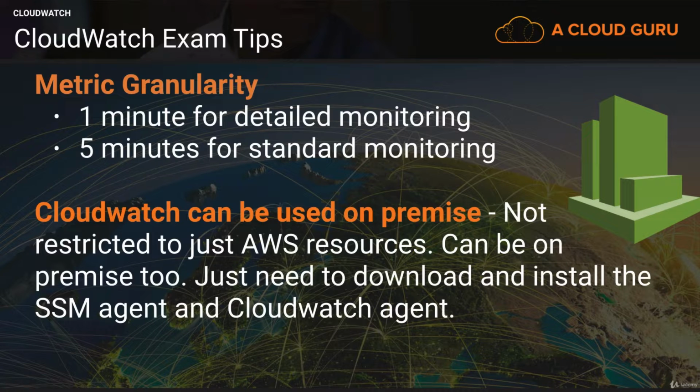And one thing I didn't really cover off in this lecture, but one thing you should definitely be aware of is that CloudWatch can be used on-premise as well. It's not restricted to just AWS resources. You can definitely use this inside your own data center, and you can have metrics being reported back to your CloudWatch dashboard, inside AWS from your own data center. And the way you do this is you need to download and install the SSM agent, and we will cover SSM in a lot more detail later on in the course. Then once that's installed, you need to download and install the CloudWatch agent. So if you do see any scenarios where it's talking about CloudWatch being on-premise, that is definitely valid.